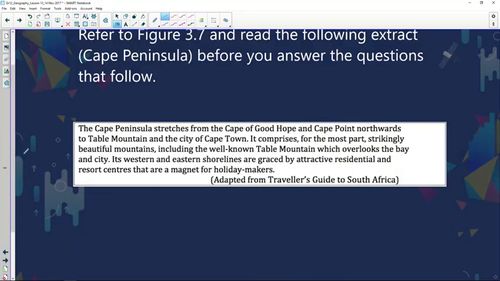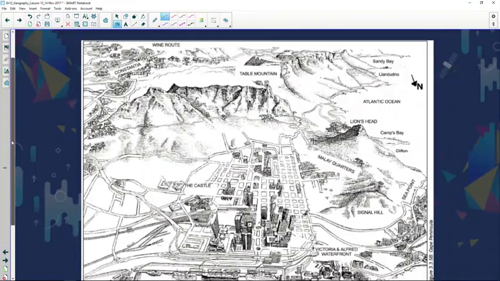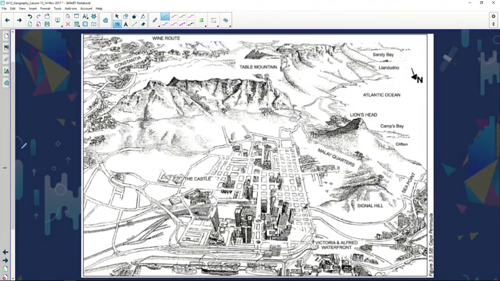Now, first of all, many tourist attractions over there. Many people go and visit Cape Town, not only because of the primary activities such as the wine farms, but also because of the beauty such as Table Mountain, which overlooks the city. The city is the CBD, and the shoreline has attractive residential areas where people can go and visit and stay during their holiday periods. If you quickly look at this map of the Cape Peninsula, you've got quite a few economic activities taking place over here.